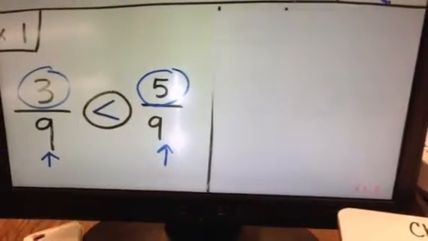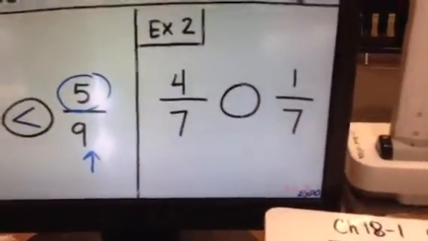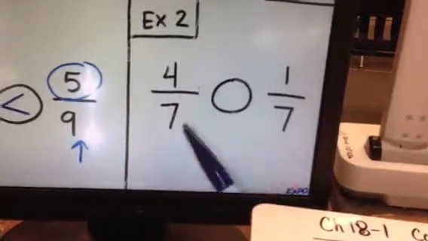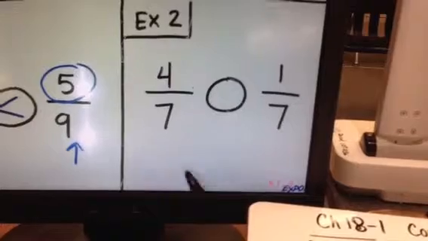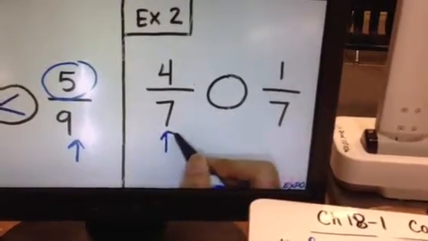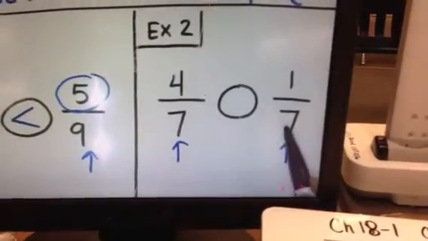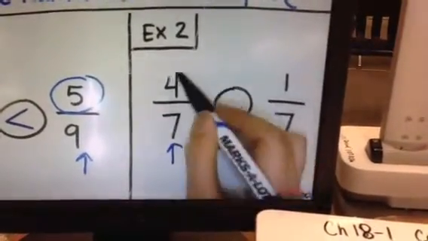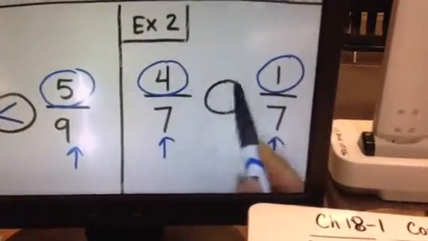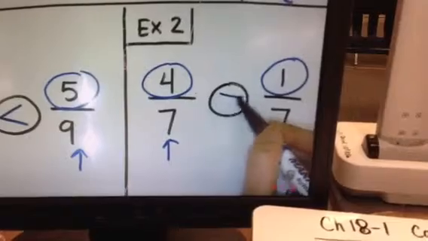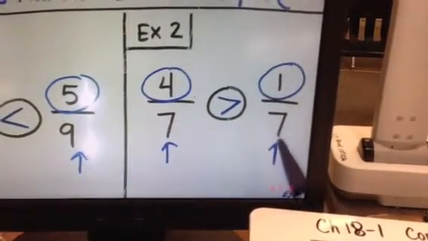Alright, we're going to try the next example, example 2. For example 2, the fractions are 4/7 and 1/7. Once again, step 1 is to look at the denominators to see if they are the same. If the denominators are the same, then you can look at the numerators and compare the two numbers. 4 is bigger than 1, so that means 4/7 is greater than 1/7.